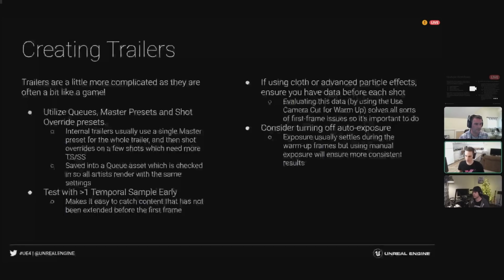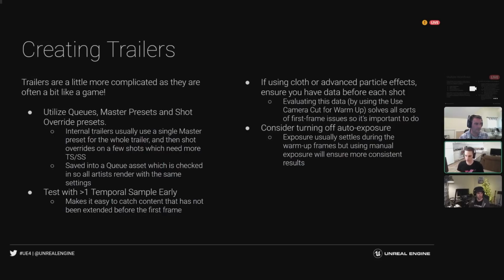Then we save this into a Cue asset. We check that in, and now any artist can open up that Cue asset, import it, and they're going to get the exact same render settings as everybody else. So that keeps everything nice and consistent. An artist looks at his work, and it's going to look the same when the render manager renders it.